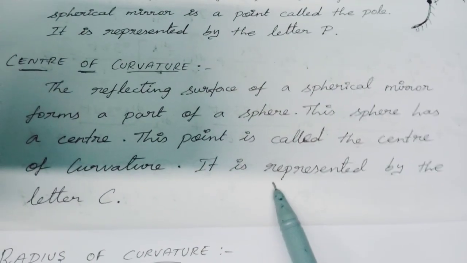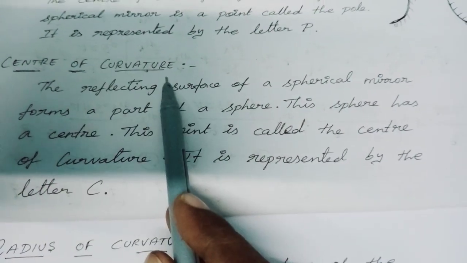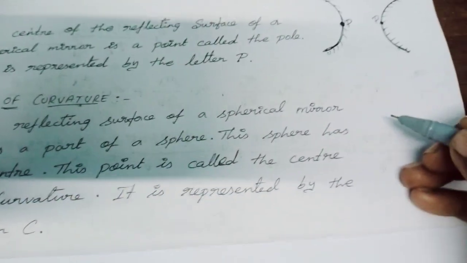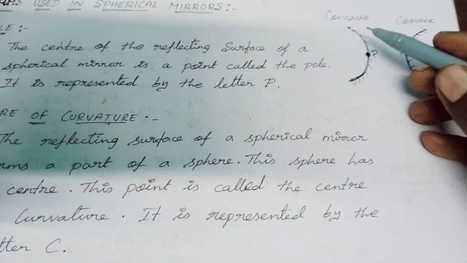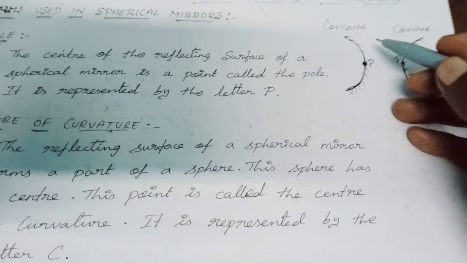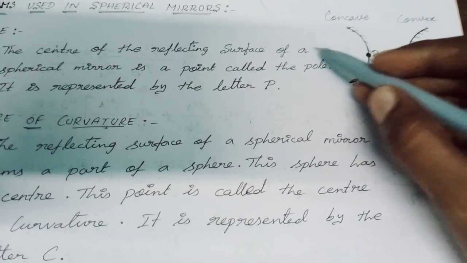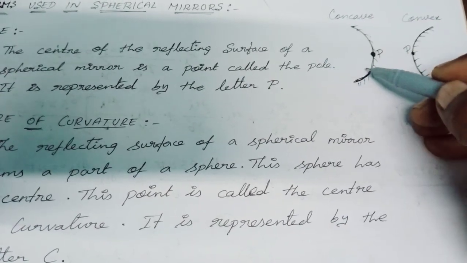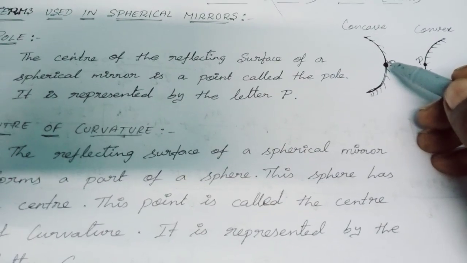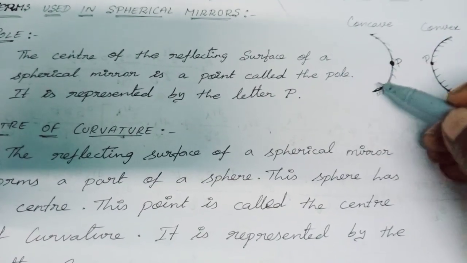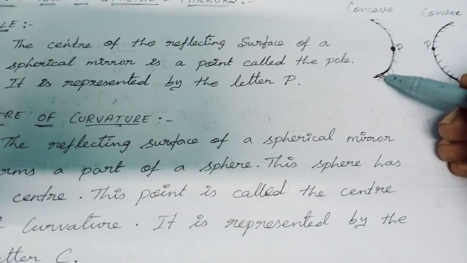Next we are going to discuss the center of curvature. We already know the concave mirror is a part of a sphere. If this is part of a sphere, the sphere will have a center. The center point of that sphere is called the center of curvature.